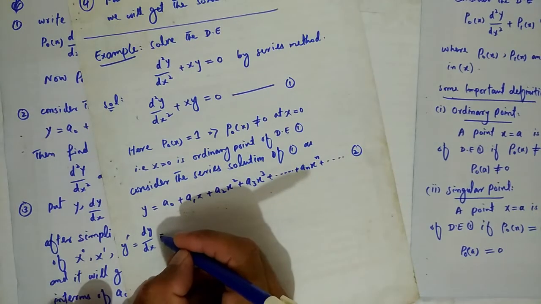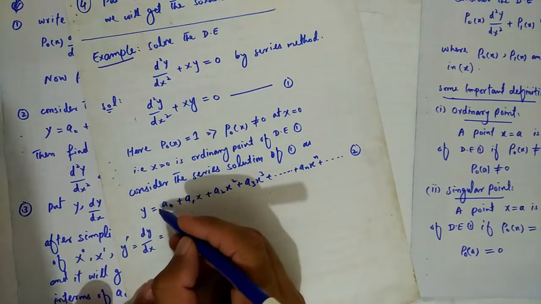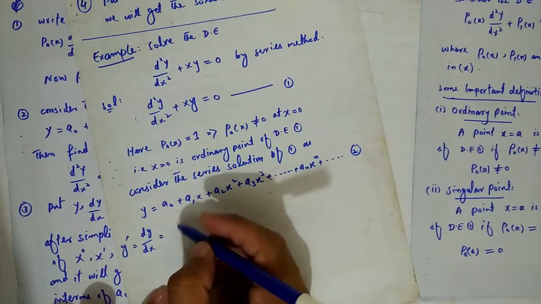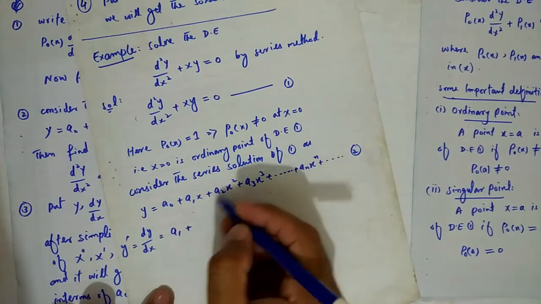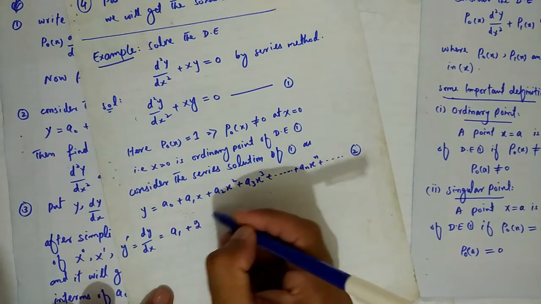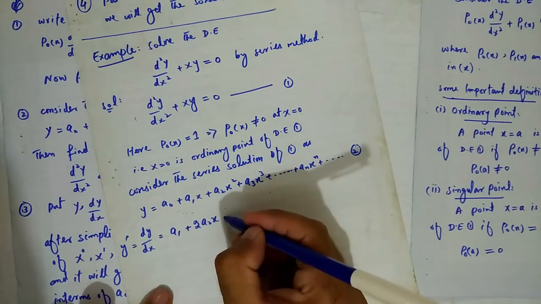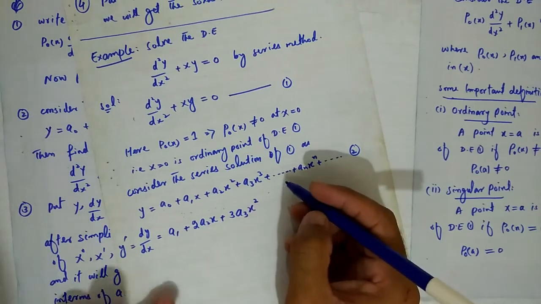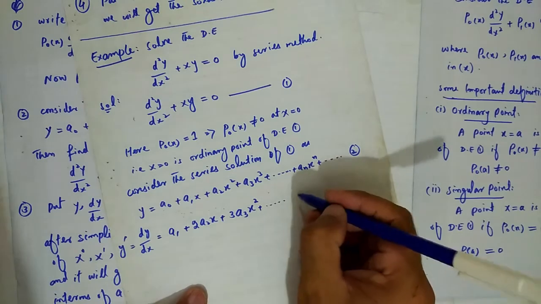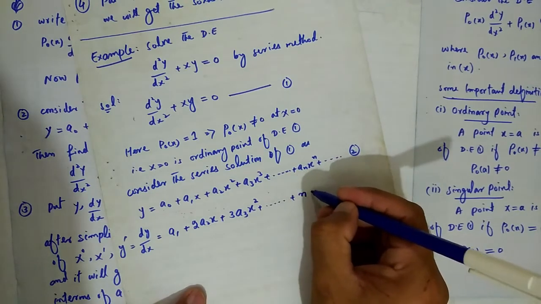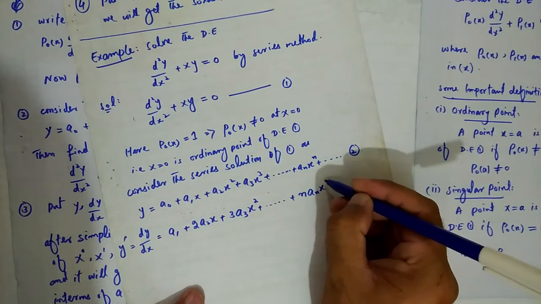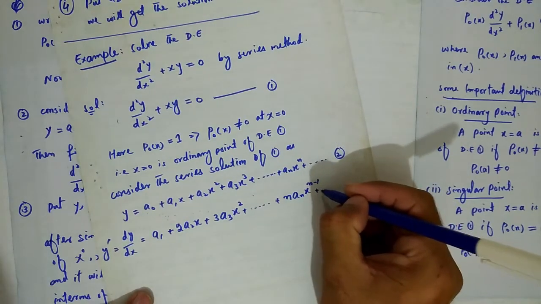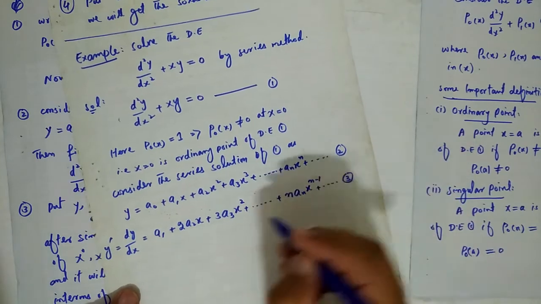So this will be equal to, here it will be considered constant, so it will be 0, and here the derivative of this term will be equal to a1 plus 2 times a2x plus 3 times a3x square and so on, and here it will be n times an x to the power n minus 1 and so on. This is equation number 3.